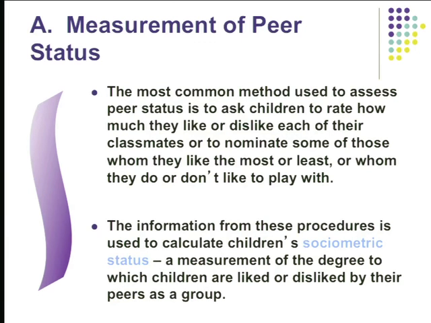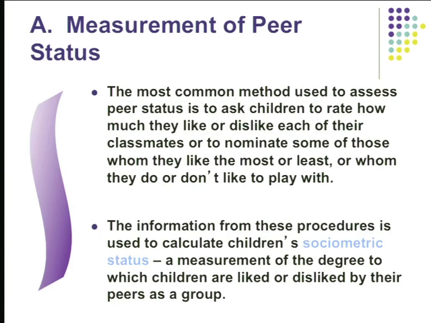Basically, they take a class of 30 children and ask each one of the children to say how much they like or dislike each of their classmates, or who's the person they like the most, or who's the person they like the least, or who's the person they play with the most, or the least. Then you can take all those individual judgments, ask each child about all the other children in the classroom, and put them together to find out what the map looks like for the entire class.